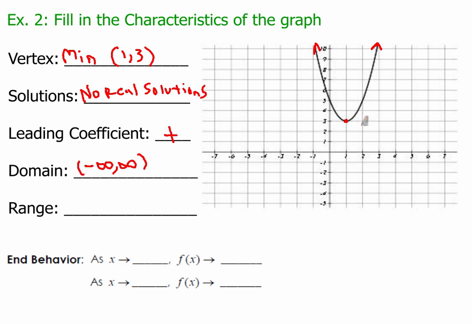My range, this one has a lowest point at y equals 3, so my range is from 3, and then I have arrows going up forever, so it's to infinity. For my end behavior, well, as I go to the right, x goes on forever to the right, so that's infinity, and it's going up, so y is also positive infinity. To the left, x goes on forever, so negative infinity, and y also goes up forever, so that's positive infinity.